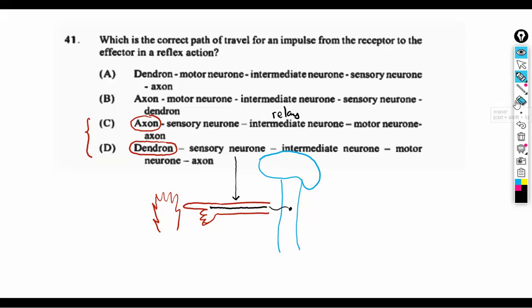Right. So the question: both C and D have the order correct, sensory, intermediate, and motor. The question is, does the axon come first or the dendron? This is a question that could repeat. The correct answer would be D. The dendron or dendrites come first. They are actually part of the nerve itself. So the answer for this one is D.